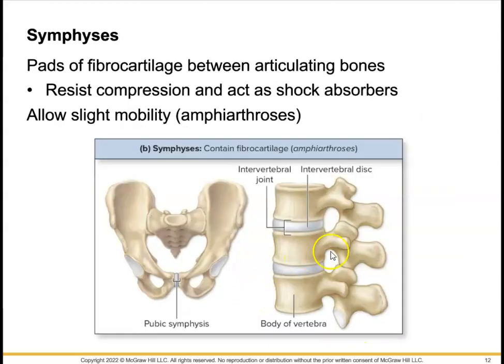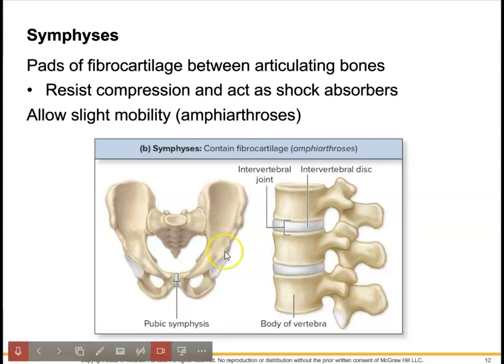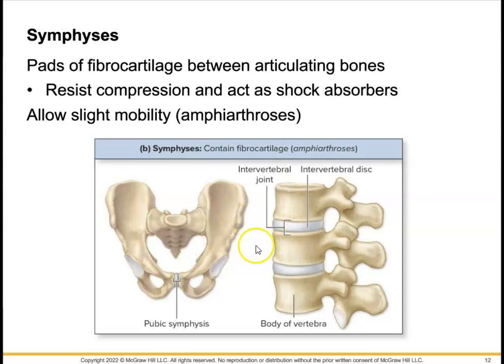Oops, sorry guys, skipped a slide there. All right, so our next category are the symphyses. So your symphyses have pads of fibrocartilage between the bones that articulate. So you've seen these in lab already, so hopefully this will just be a reminder. The pubic symphysis and the intervertebral disc are made of fibrocartilage. Now remember, fibrocartilage is very tough, fibrous cartilage that resists compression. And that allows these bony structures to act sort of like shock absorbers.